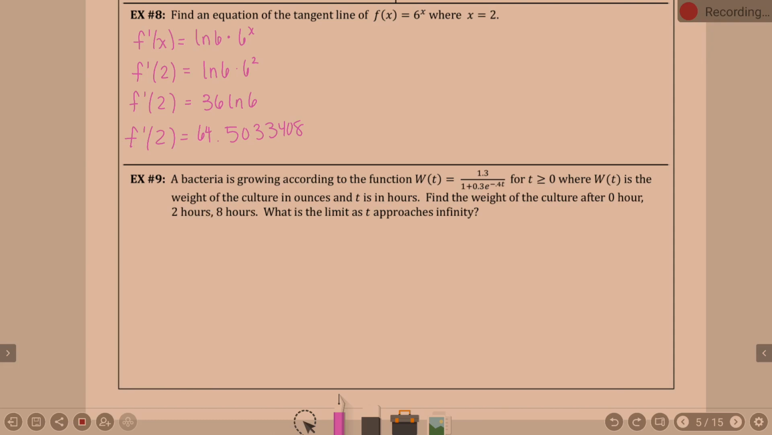We also need what else besides this, which is my slope? We also need a point. How do we get our point? We find f of 2, which is 6 to the second, so f of 2 is 36. So we have the ordered pair (2, 36). We have our x and our y, and we have our slope. Can you write an equation of the tangent line? Yes. y equals 36 natural log of 6 times x minus 2, plus 36.